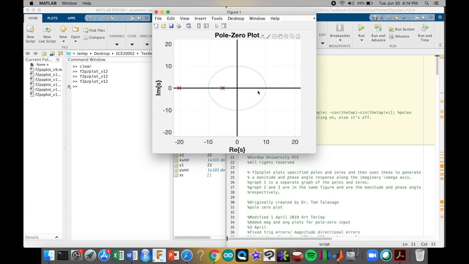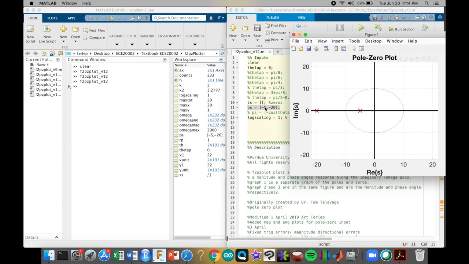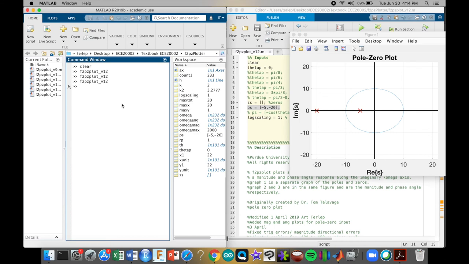We have a circle of radius 10, and then we had something at negative 20 and negative 5. Now, maybe you were just guessing. Like, how did you know that negative 5 and negative 20 would give you a geometric mean of 10? Well, you can check here, right? So we do that, and you do negative 5 times negative 20. And what do you know? The answer is 10. Okay?